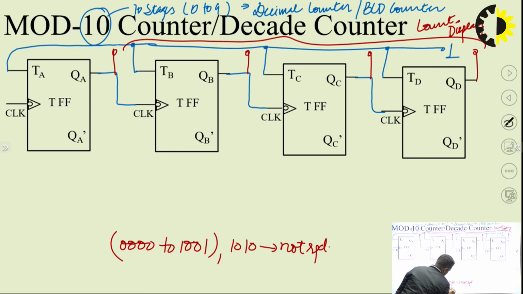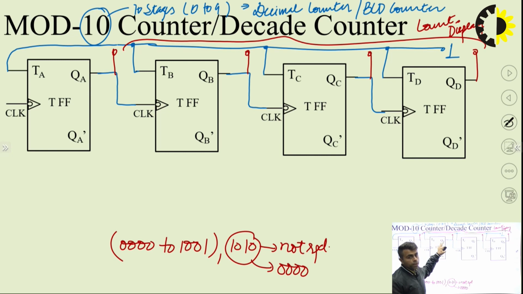So this 1, 0, 1, 0 has to convert into 0, 0, 0, 0 if I need my counter to count till 9 only. That means 10 has to change to 0 on its own. So how is this going to happen? That means abruptly I want all the flip-flops to make their output 0 if a condition is met. So what is that condition?